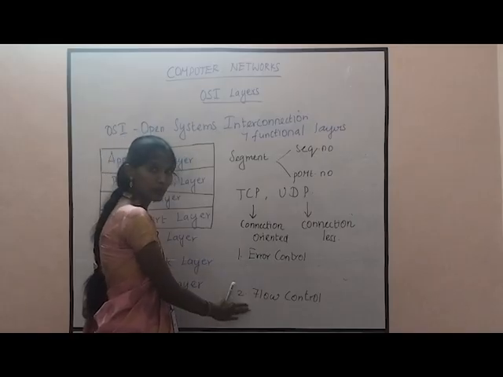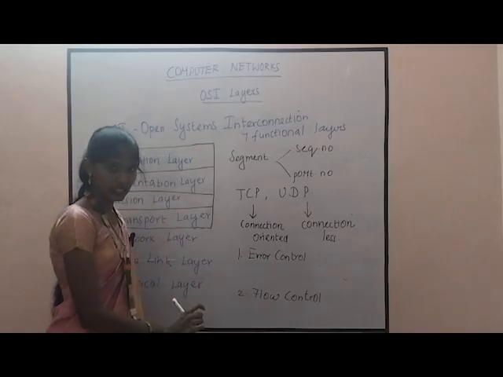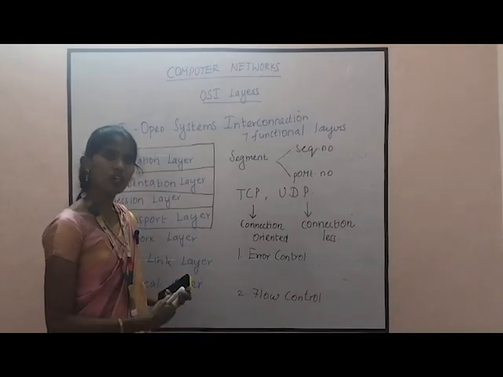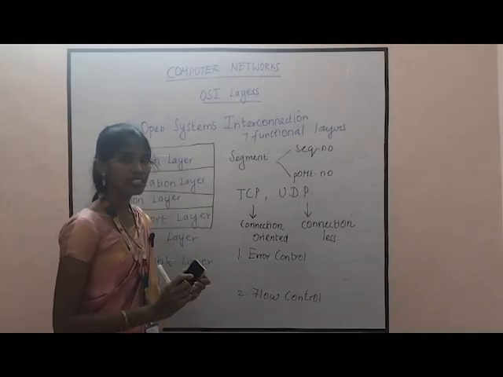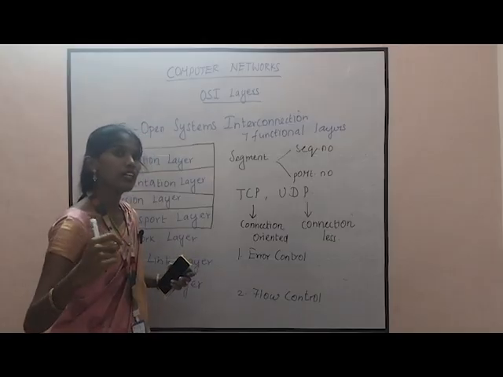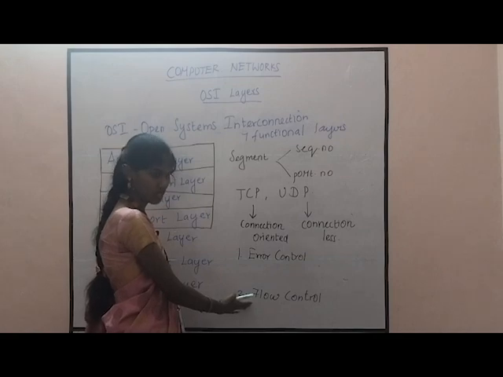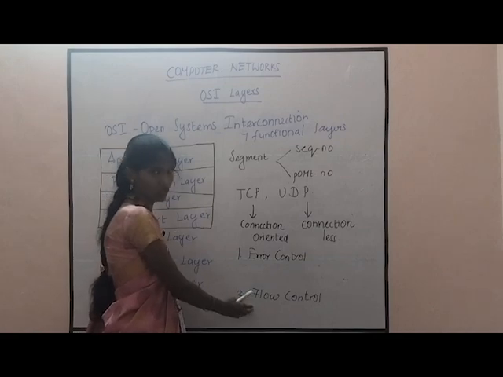What about flow control? Flow, that is, it must be high or low. What does the word flow mean? That is the transmission of data here. The flow denotes transmission of data. Then how can we control this?